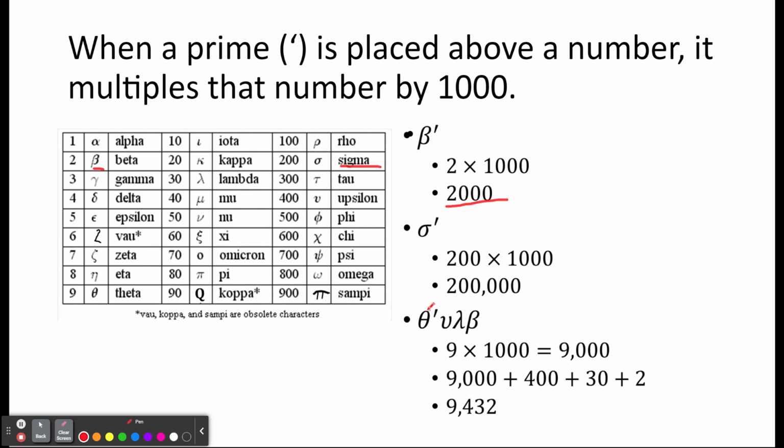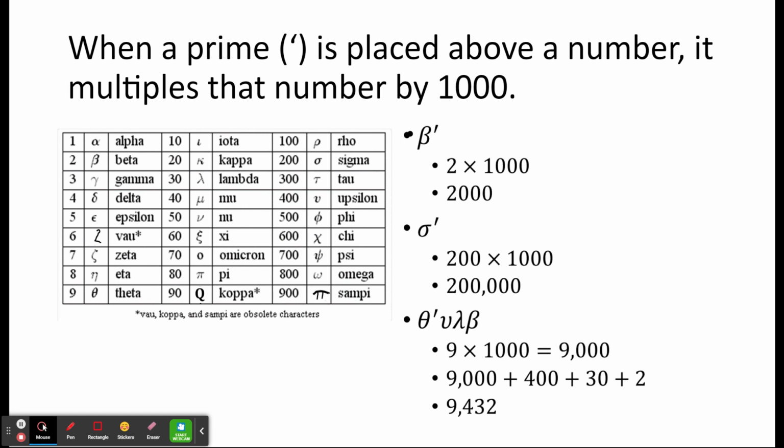Here we have, I believe it's theta. Let's see if I can find it. There it is, theta. So that's 9 times 1,000 because it's got one little prime on it. So that's 9,000, but then we're going to add to it 400. Okay, here's 400. Upsilon. And also this symbol here, which is 30, our lambda. And then lastly, our beta to get 9,432. Woo!